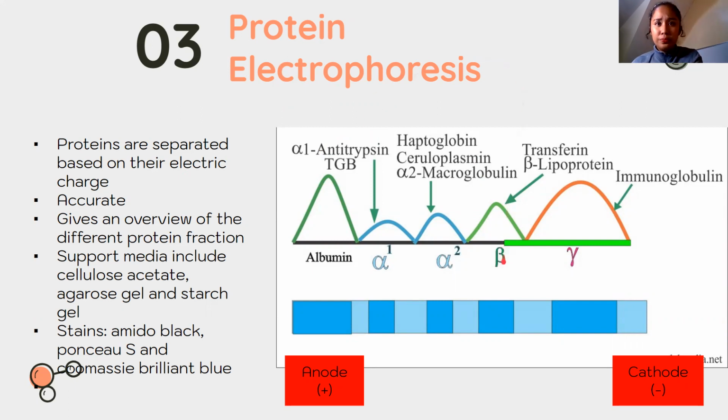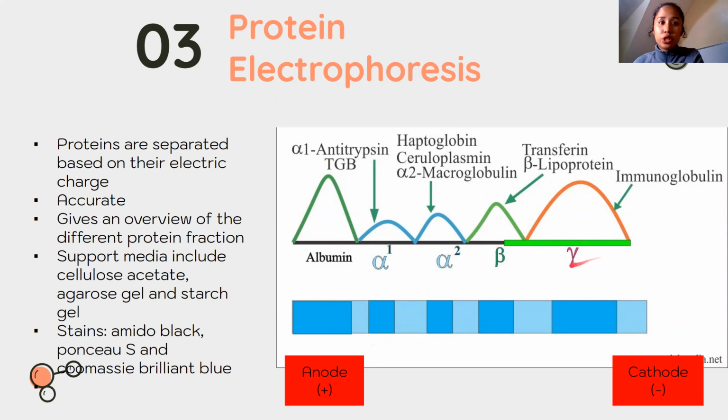Sa alpha-2, makikita mo ang haptoglobin, ceruloplasmin. Alpha-2 macroglobulin ang pangalan niya kasi nagmamigrate siya sa alpha-2 area. We have mga beta-lipoprotein, transferrin. Beta ang tawag sa kanila kasi nagmamigrate sila sa bandang beta. Gamma sila kasi gamma globulin, nagmamigrate sila sa gamma area. Sino yung pinaka-mabagal, ha? Please take note kung ano yung migration nila between your anode to your cathode.